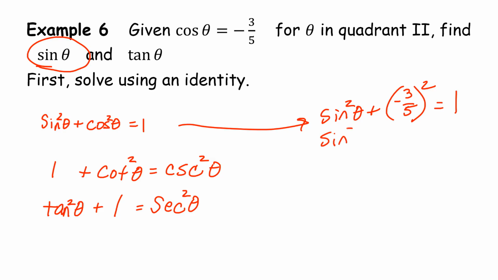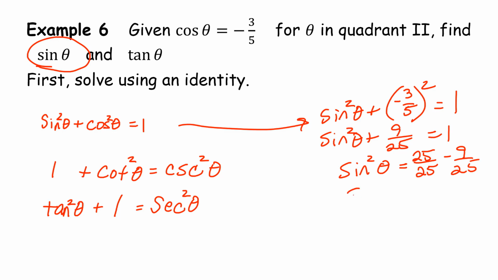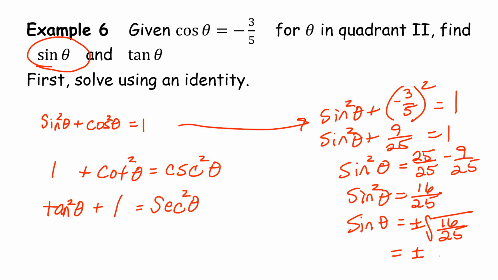So sine squared theta plus 9/25 is equal to 1. Sine squared theta is equal to 25 over 25 minus 9 over 25. So sine squared theta is equal to 16/25. And so sine theta would be plus or minus 4/5. But we know it's the second quadrant, so we know that sine is positive in the second quadrant.